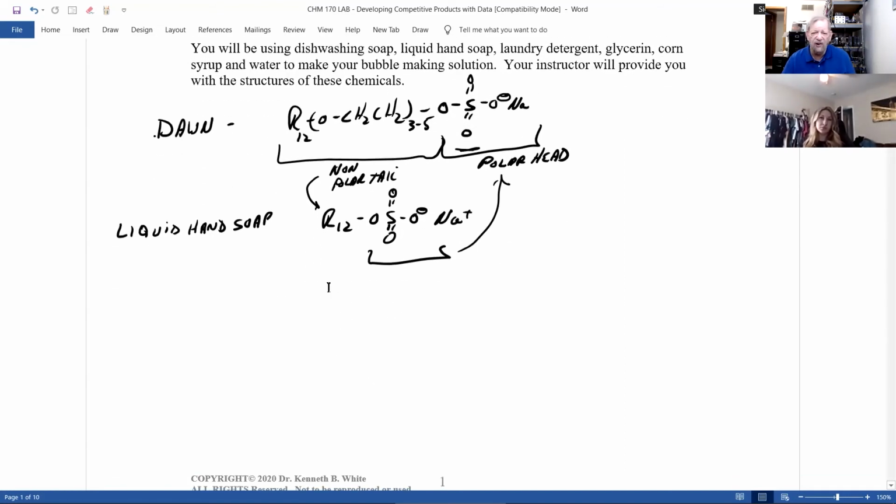Now, finally, if we go to our laundry detergent, and we use all, I've been using it for decades. That's what I had them buy. This is slightly different, but it's still similar. And that is, you have what's known as a linear alkyl sulfonate, or sulfate.